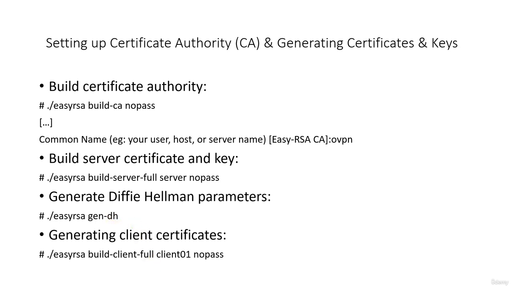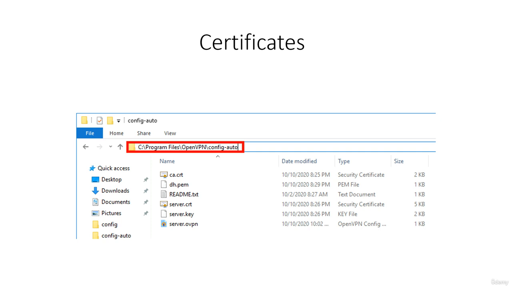After all of this is done, we need to generate our certificates. What we need to do is put all of those files that we created, like ca.crt, dh.pem, server.crt, into this config directory. So these are the files: server.key, dh.pem, ca.crt, and server.crt. These are the files we need to copy and paste into the config folder.